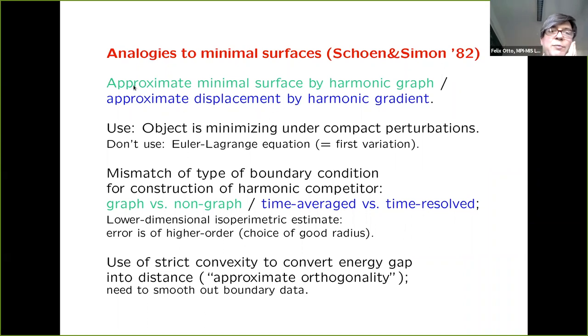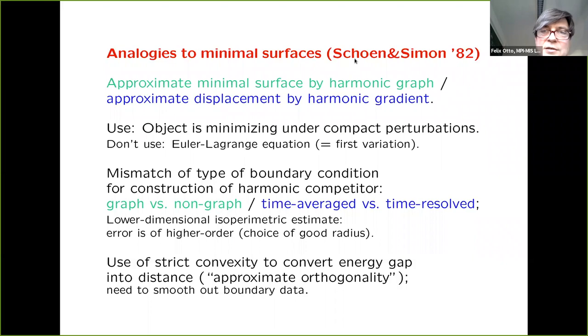Let me remind you, in case of minimal surfaces, the main idea is to approximate a minimal surface by a harmonic graph. We are here approximating the displacement in optimal transportation by a harmonic gradient. So in both cases, there is an approximation through a harmonic object. And in both approaches, what we use is only that the object, either the minimal surface or the optimal transportation rho j in the Eulerian formulation, is minimizing under its own boundary conditions. So if you want, minimizing under compact perturbations.